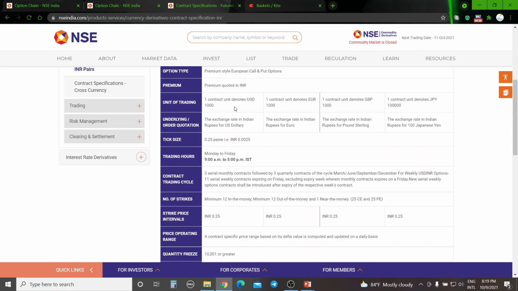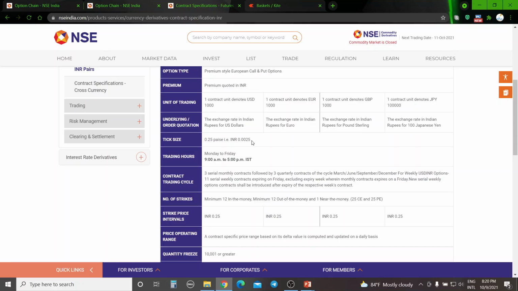So all the premium values will be multiplied by 1000. Okay, so the underlying is the exchange rate between USD and Indian rupees. The USD INR regular exchange rate is basically the underlying quotation. Okay, the tick size is 0.0025 rupees, that is 0.25 paisa. The currency USD INR has 4 decimal points. Normally the Indian rupee has 2 decimal points, but currency pairs always have 4 decimal points. So it moves at 0.0025 per tick.